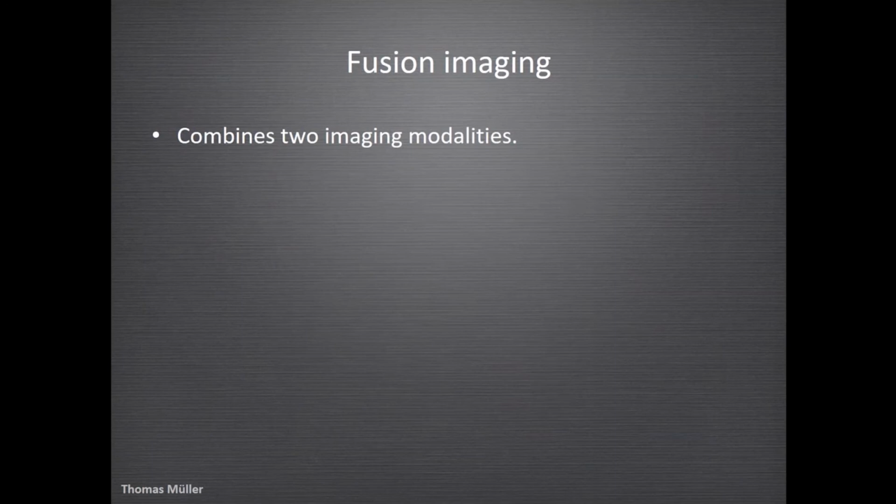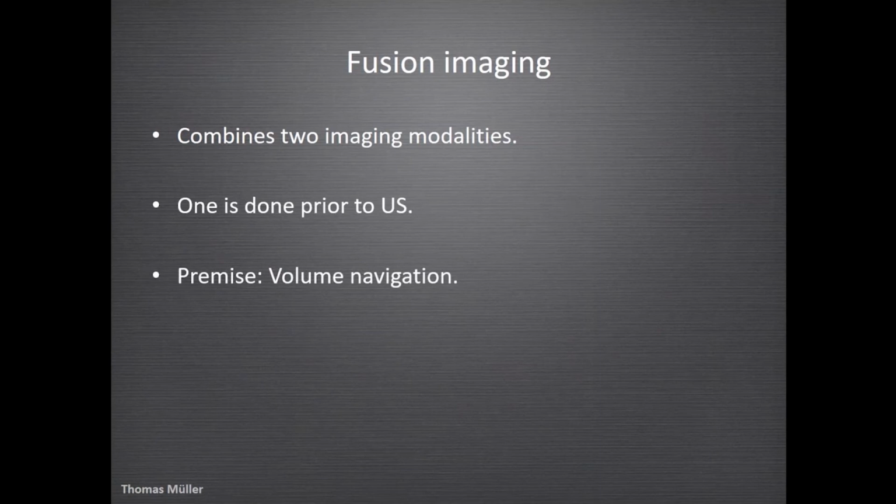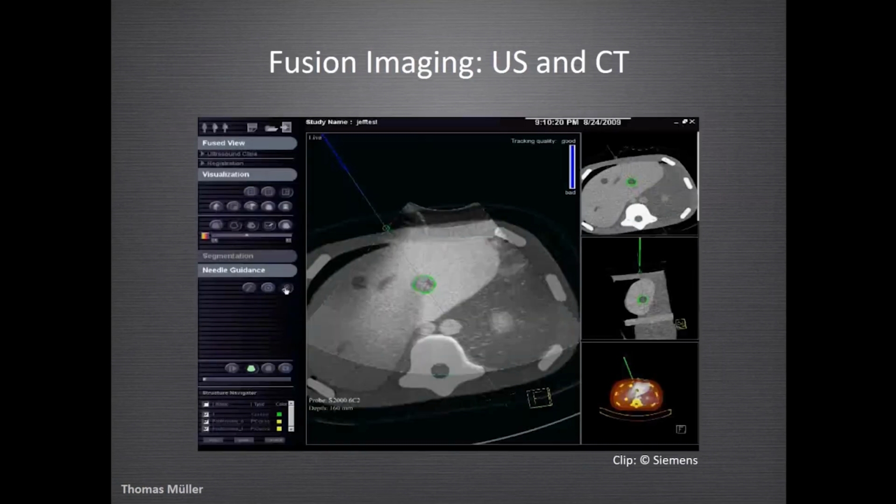What is fusion imaging? Fusion imaging combines two imaging modalities. That means we have our ultrasound image, and the other one, MRI or CT, has to be done prior to ultrasound. We have to have the data from the other examination, and we need volume navigation. That means we have to have a 3D or GPS-based navigation. Where is our needle in the three dimensions? If we have it like that, then we have everything at hand.